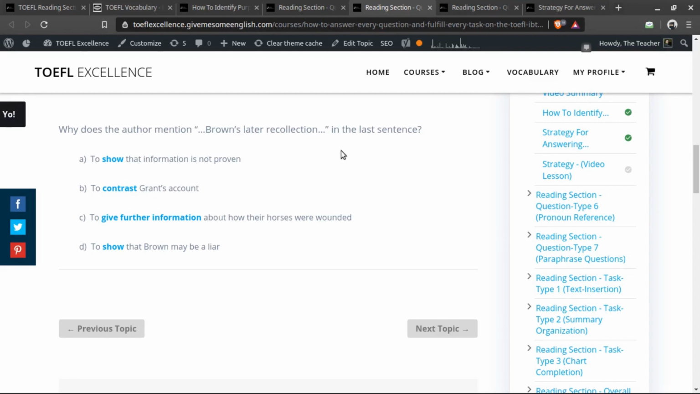If there are two answers left and they both seem like they are possibly correct, then go with the one which has a much larger meaning with the entire reading passage. And that's basically how you handle this particular question type.